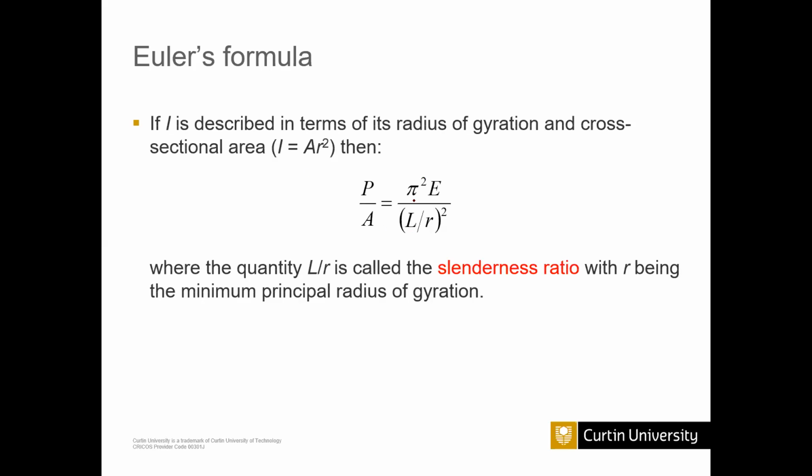So here, r means radius of gyration. Normally a column's cross section can be a square shape, a rectangle, or even a very complex shape. These are the cross sections of the column. So different kinds of shapes are possible.